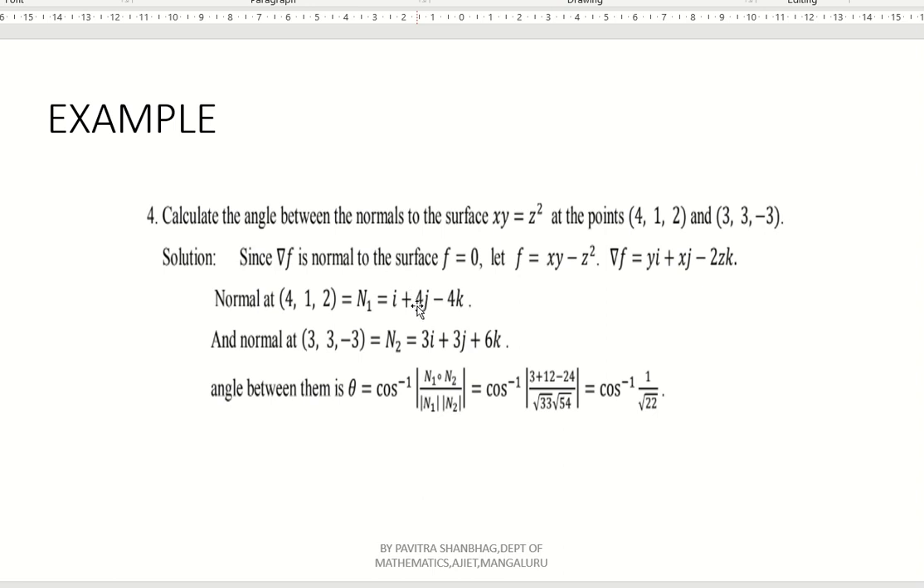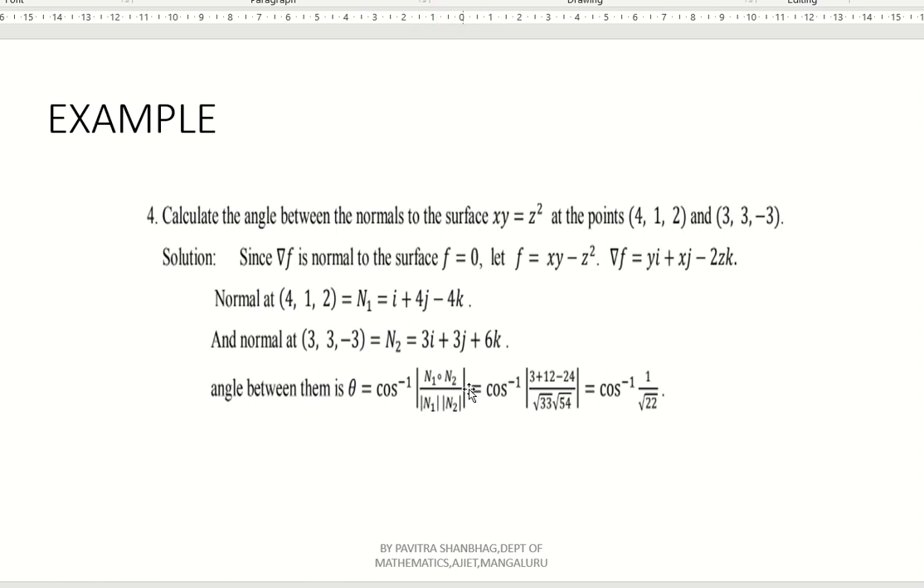Find the dot product of these and simplify here. What is cos theta? Cos theta equal to what? Vector A dot vector B by the product of their magnitudes, or del phi 1 dot del phi 2 by the product of their magnitudes, that is modulus del phi 1 into modulus del phi 2. Since here we have taken n1 and n2, just apply that. So what is theta? Theta equal to cos inverse of n1 dot n2 divided by the product of their magnitudes.